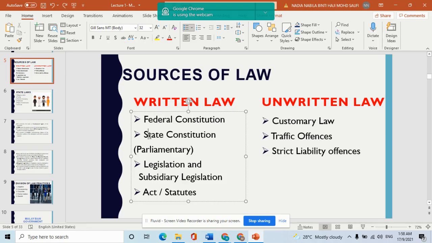Next is state constitution. State constitution, same as the federal constitution, the constitution of Malaysia.